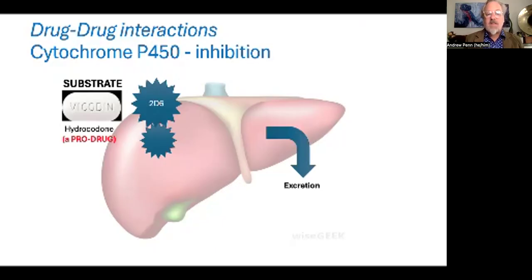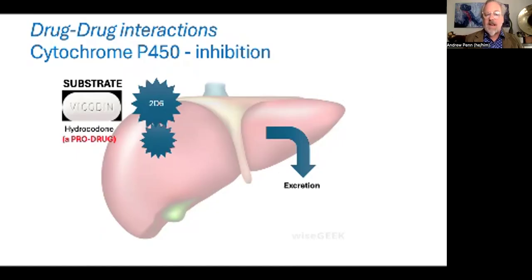So in this case, let's take the example of a drug called hydrocodone or Vicodin. Probably familiar with this drug. It's a common painkiller. Now, hydrocodone is interesting because it is what's known as a prodrug. It is actually not active in its hydrocodone state. It needs to go through cytochrome P450 2D6 and be converted into hydromorphone, also known as Dilaudid. And that's actually what provides the pain relief. The hydrocodone is a prodrug. Hydromorphone is the active drug that provides pain relief.